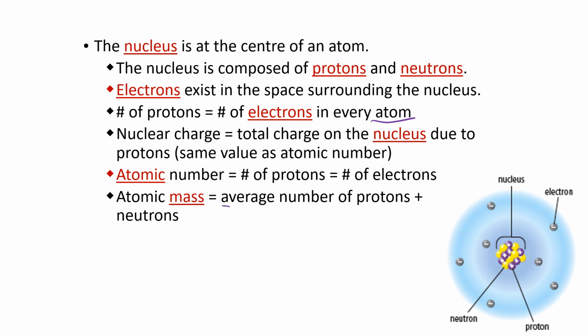Important that we distinguish that that is an average. You will generally find decimal values if you look at the periodic table. It doesn't mean that there's part of a proton or part of a neutron, it just means that you've averaged it out.